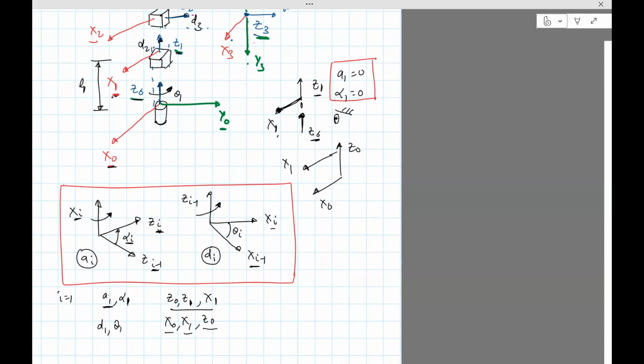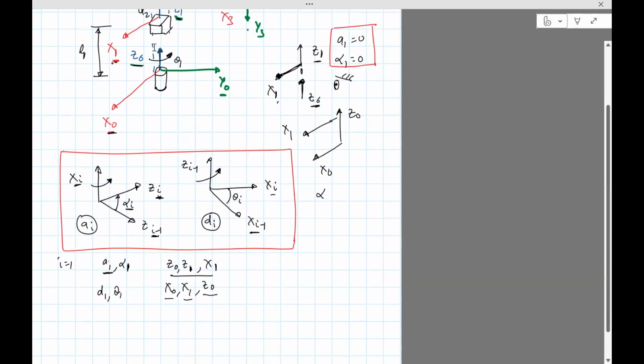Okay. Now let's figure out what d1 is and theta 1 is. So d1 is the distance between x0 and x1 along the Z0 axis. Distance between x0 and x1 along Z0 is basically this distance, and that is given as L1. So this was L1. Okay, and then we need to compute theta 1.